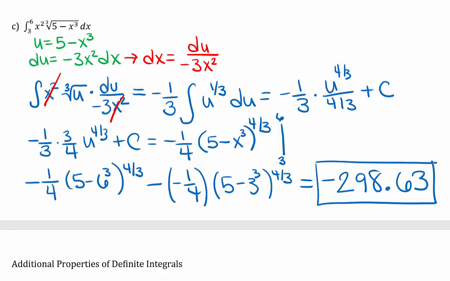Now, why am I getting a negative answer if definite integrals give me area? The reason I'm getting a negative answer is because this means the function is below the x-axis. So when you add up those y values, they're actually negative numbers. So it's okay to get a negative answer. It just means your function is not above the x-axis, it's below it.